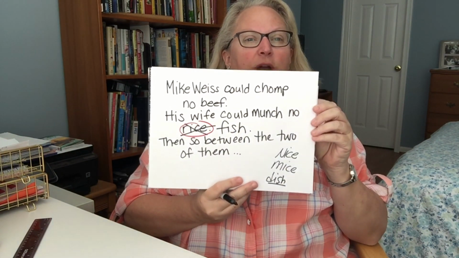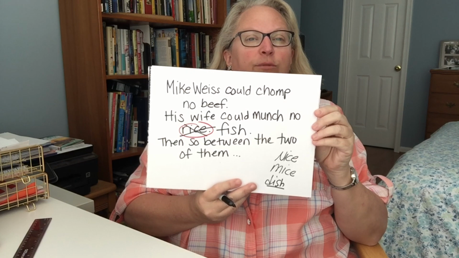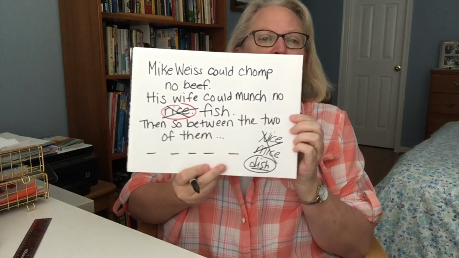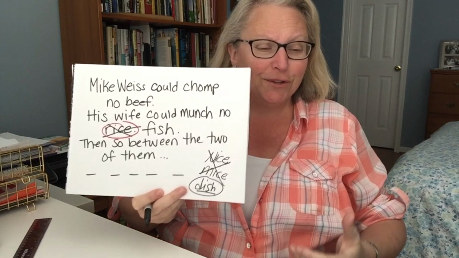Instead of not being able to eat rice, his wife maybe doesn't eat fish. Mike Weiss could eat no beef, his wife could eat no fish. Then so between the two of them, dish. And I just kind of stumble through the line by making da-da-da-da sounds to keep the rhythm there, and then I'm going to try and focus on using dish. So, then so between the two of them, da-da-da-da-da-dish. And I've just kind of put lines in there to match the syllables.